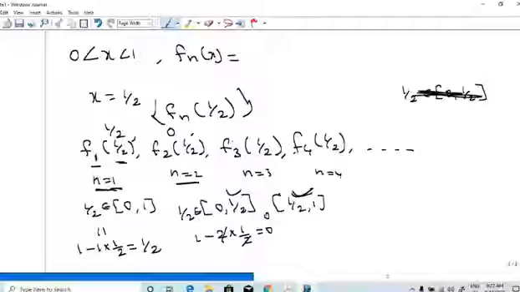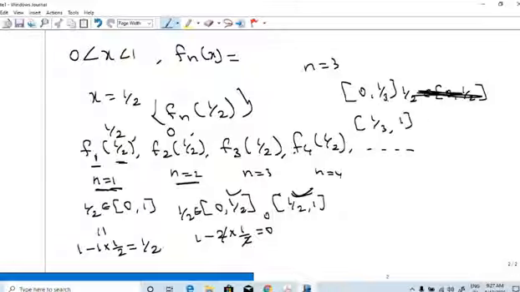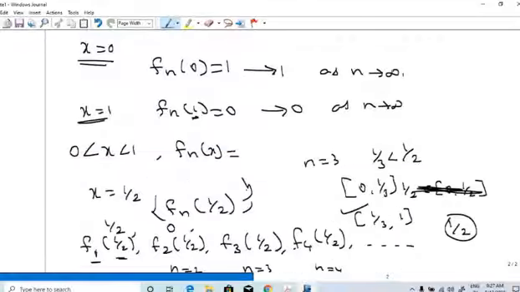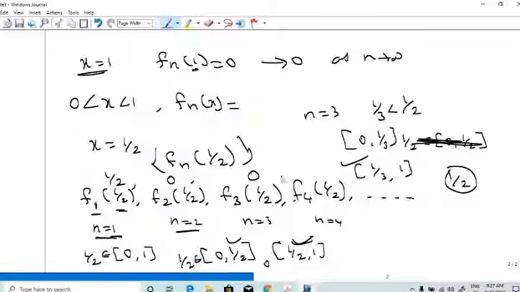Now we have to find the third value. That is, in this case, n equal to 3. Therefore, we have to consider the intervals 0 to 1 by 3, and then 1 by 3 to 1. Now we have to check which interval 1 by 2 lies in. We know that 1 by 2 is bigger than 1 by 3, so 1 by 2 lies in the second interval. For the second interval, the function value is always 0. Therefore, f3 of 1 by 2 is 0. Similarly, f4 of 1 by 2 is 0, and so on. Everything is 0.